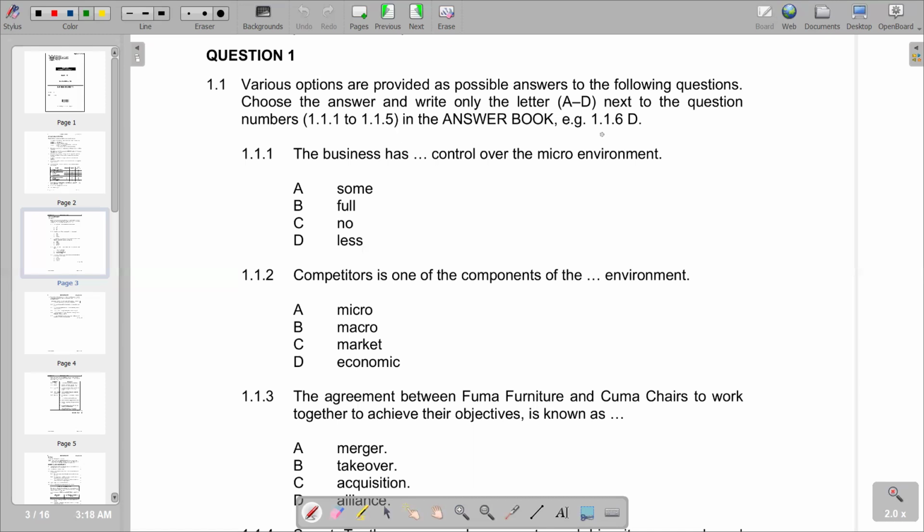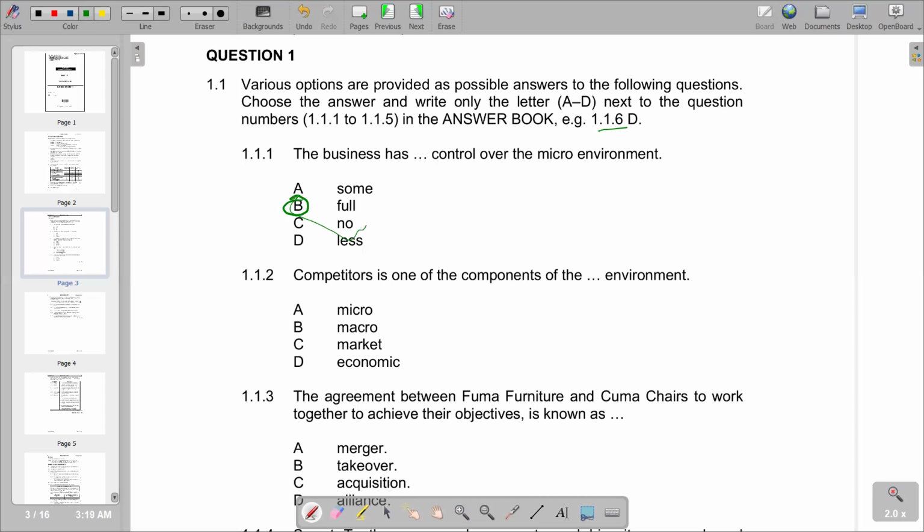So we're given an example of how you are supposed to present your answer in the answer book. Then on the first part of the question, 1.1.1, the business is dash control over the micro environment. We know that the business has full control over the micro environment. Remember, the micro environment is described as the immediate factors affecting the business, and we know that it directly influences a company's operations. The business will have full control over the factors in the micro environment. So the most appropriate answer, the correct answer, is B.